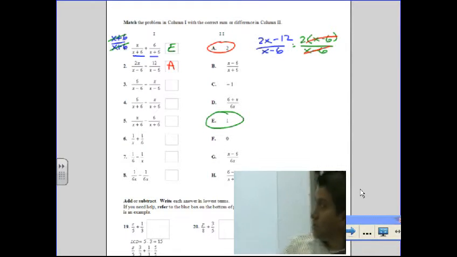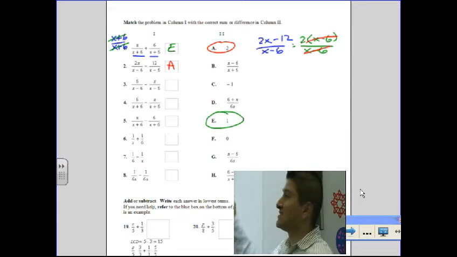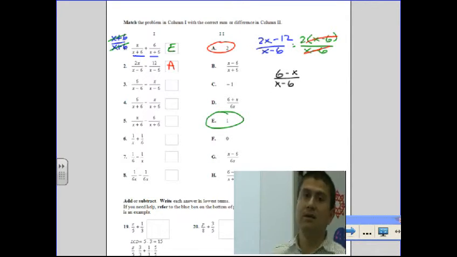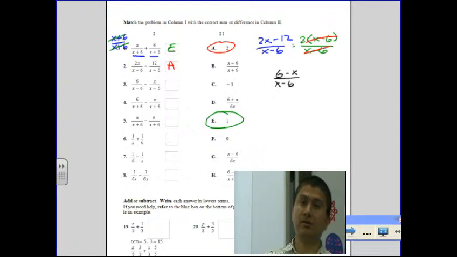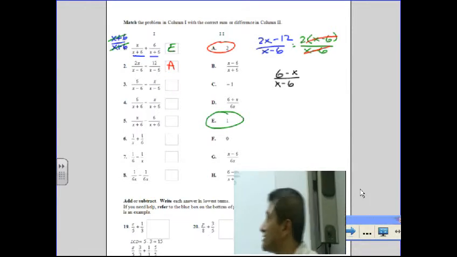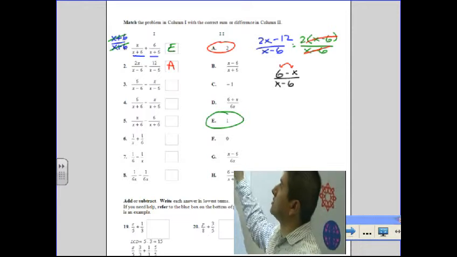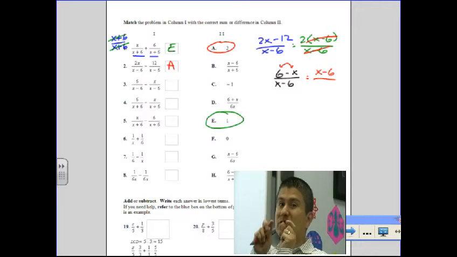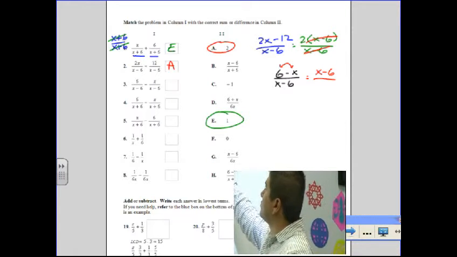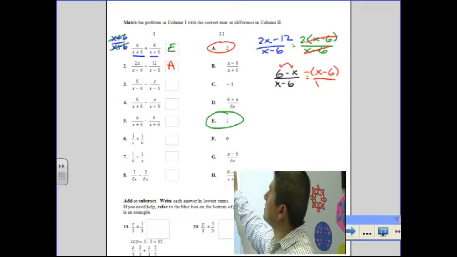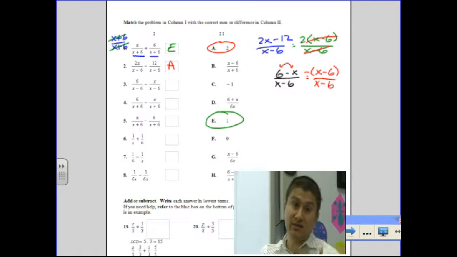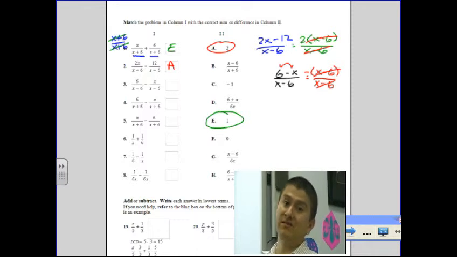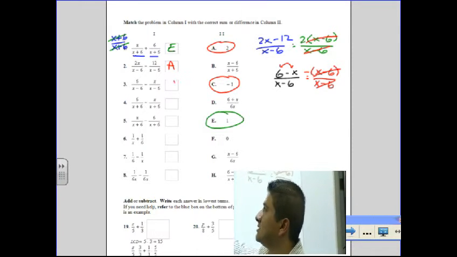Alright, let's try number 3. On number 3, I have the following. 6 minus x, all over x minus 6. Now technically, those are kind of exactly the same thing. If you recall, I can swap these and make it x minus 6. But if I exchange them, a little negative comes out here. So now, I have the exact same thing, top and bottom. When they cancel off, I am left with a 1, but with a negative 1. So my answer is C.